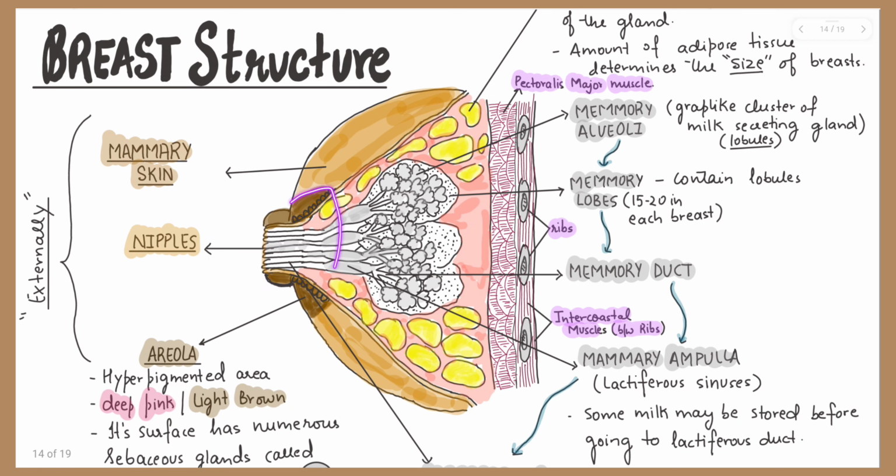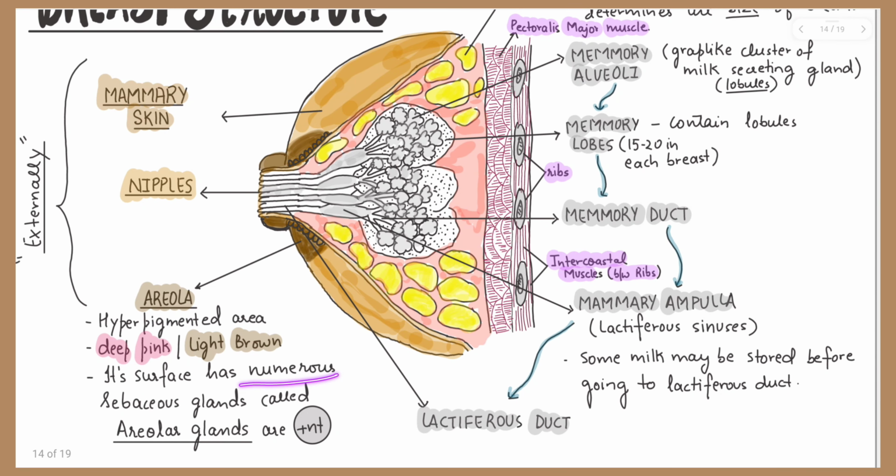These nipples are actually a hyperpigmented area, which means it can be darker than the rest of the skin of the body. It can be deep pink to light brown. And this structure is called the areola. This areola has numerous sebaceous glands, which means it consists of oil glands that provide lubrication over the nipples, and they are called areolar glands.